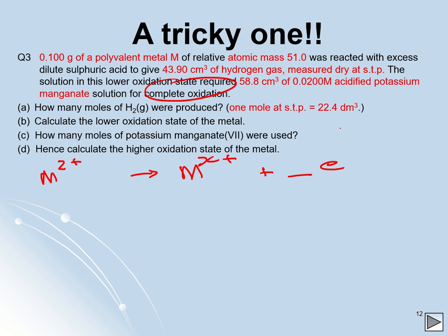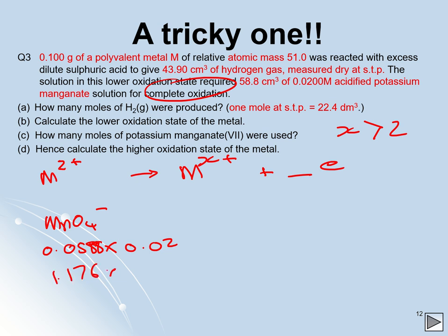So this X, whatever it is, is bigger than 2 plus. Now how do we work out what it is? Well, we know the moles of permanganate ions because they are 58.8 cubic centimeters at 0.02 moles per decimeter cubed. So 0.02 multiplied by 0.0588 tells me that I have 1.176 times 10 to the minus 3 moles of permanganate.